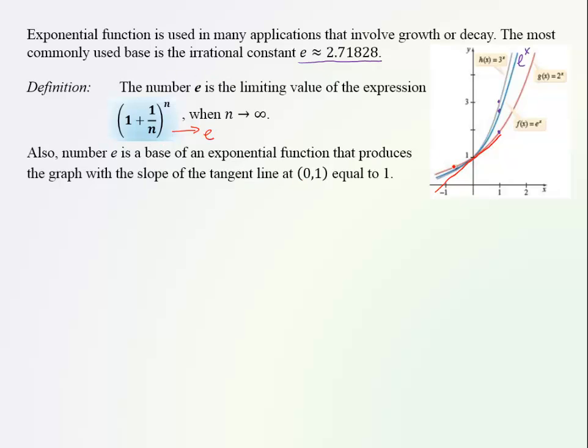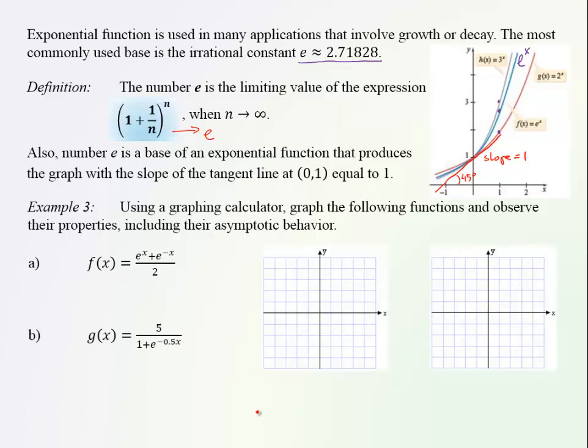The other way, as I mentioned before, is such a base of exponential function e to the x that a tangent line at the point 0, 1 has a slope equal to 1. So this is 45 degrees, slope equals 1 of this tangent line. Now we have two application problems. Application in the sense that we are using exponential functions, but we are combining them by applying various operations and producing some new type of functions.